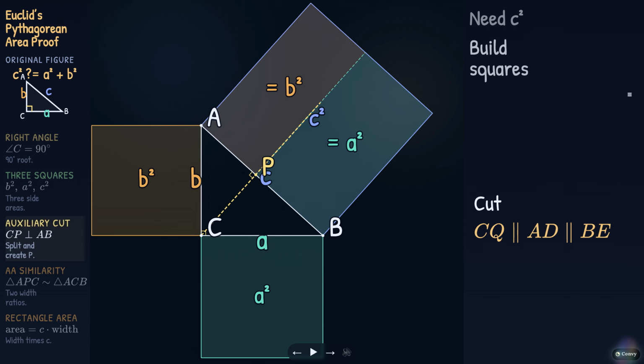Euclid's key move is one auxiliary line through point C, parallel to a side of the c squared square. That line is perpendicular to AB, and it cuts the large square into a left rectangle and a right rectangle.